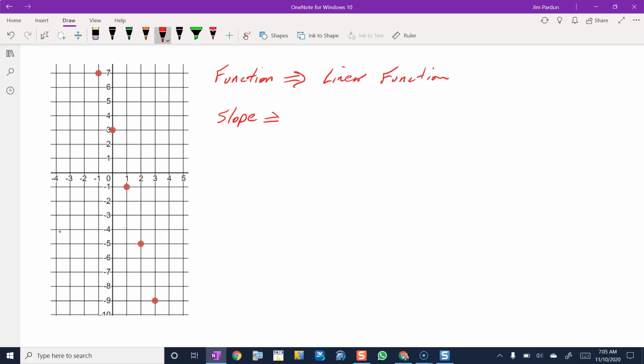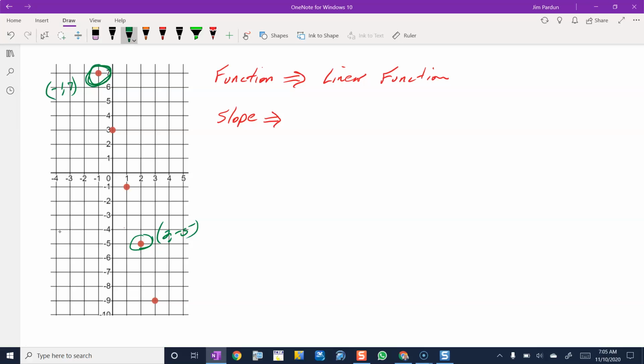Now I can do that by counting rise over run like I did in the last example, or I can simply just pick 2 points and find the slope between the 2 points. Well, let's be extreme here. Let's pick this point right here, which is the point (-1, 7), and I'm going to pick this point down here, which is the point (2, -5).